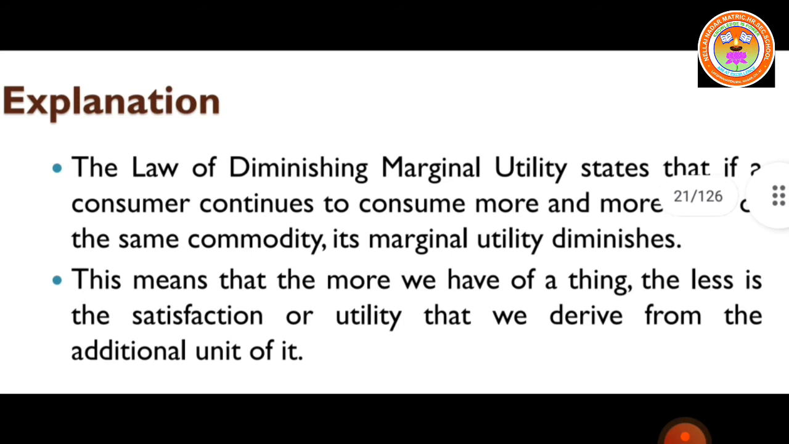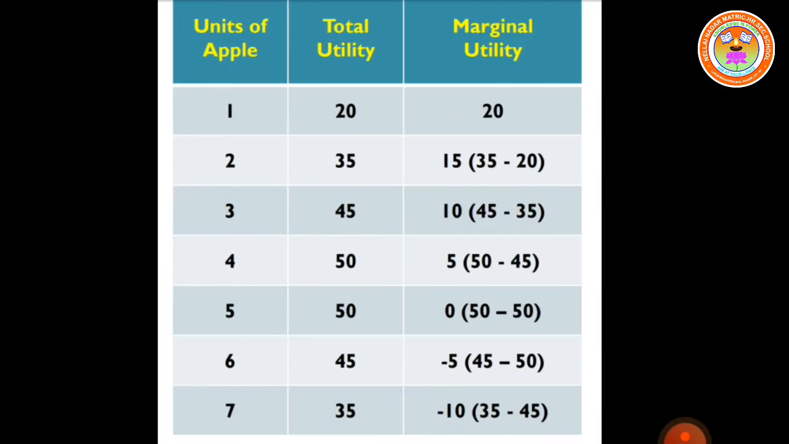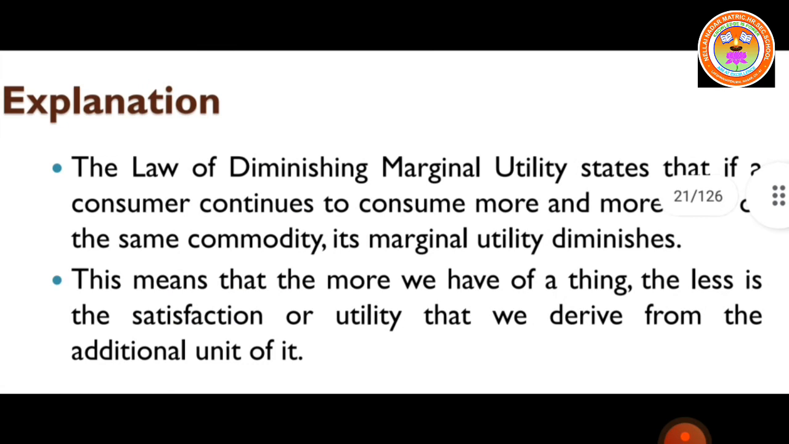An important explanation: the law of diminishing marginal utility states that if the consumer continues to consume more and more of the same commodity, its marginal utility diminishes. If you like to eat apples, the more and more apples you take, at last your satisfaction diminishes. This means that the more we have of a thing, the less satisfaction or utility we derive from the additional unit of it.